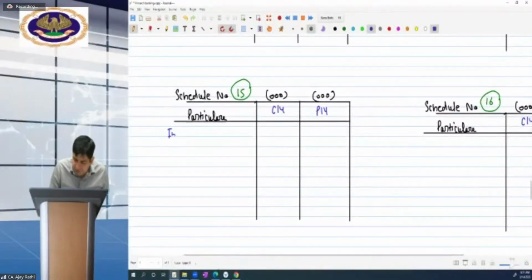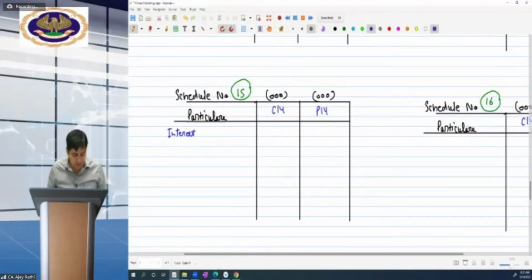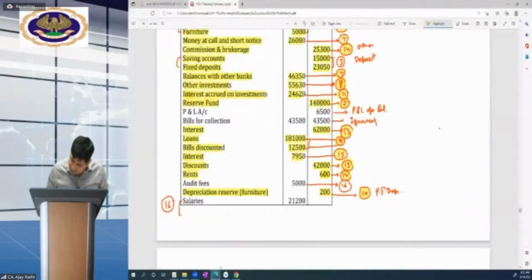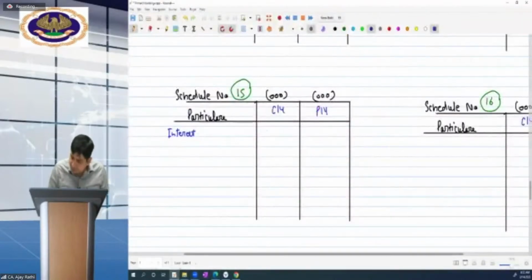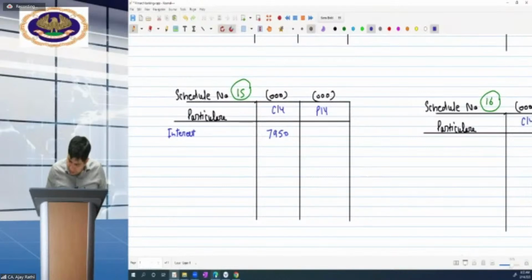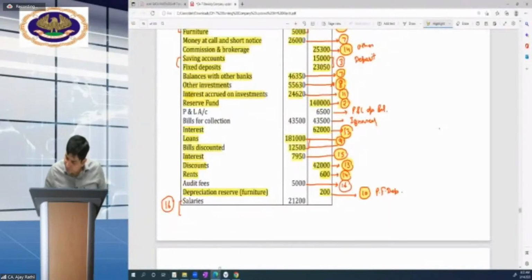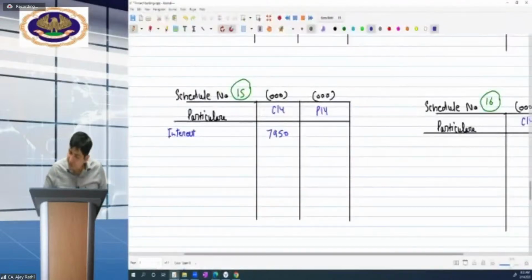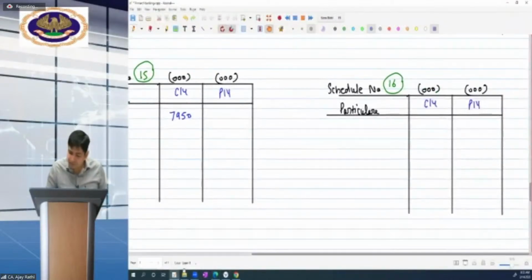This is a really very lengthy question, but we have taken the time to discuss, to learn, to practice, to prepare the format together. Okay, beta, interest how much? That is 7,950. Is there anything more for schedule number 15? No. Now schedule number 16 is there.